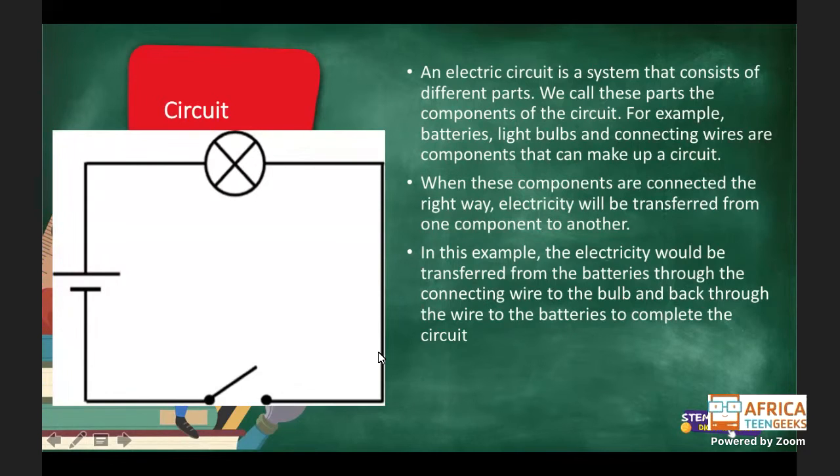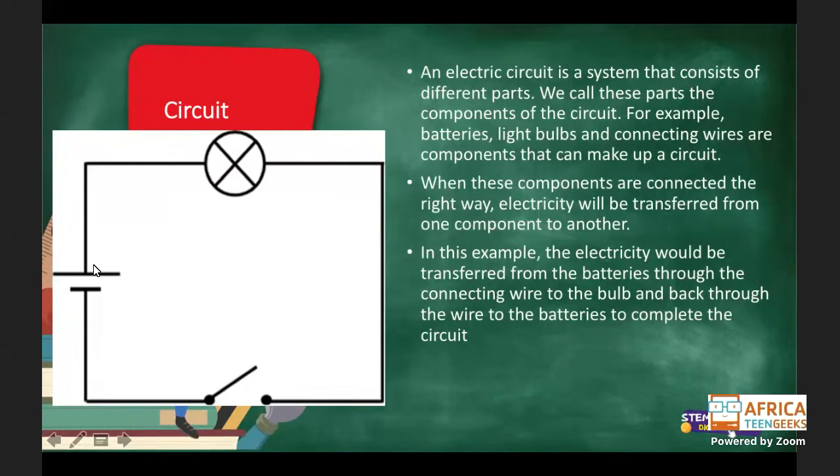Then these black lines symbolize wires. As you can see here, there's a line going up. This is a switch. This switch is off. As soon as the switch is on, this line will go down and connect with the switch down here. Therefore, this is a switch.